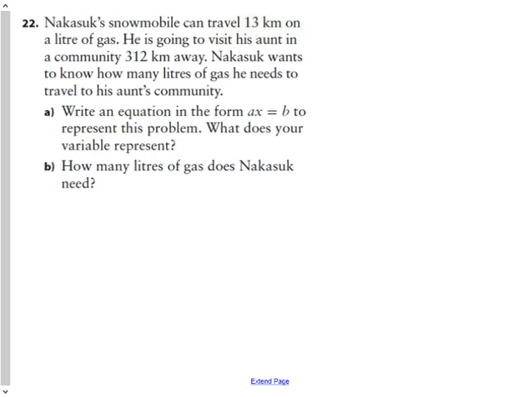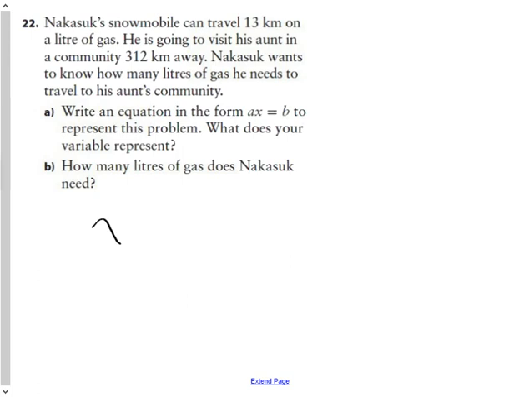So for the next question, we're dealing with Nakasuk. His snowmobile can travel 13 kilometers on 1 liter of gas. He is going to visit his aunt in a community 312 kilometers away. Nakasuk wants to know how many liters of gas he needs to travel to his aunt's community. Write the equation in the form of AX equals B.